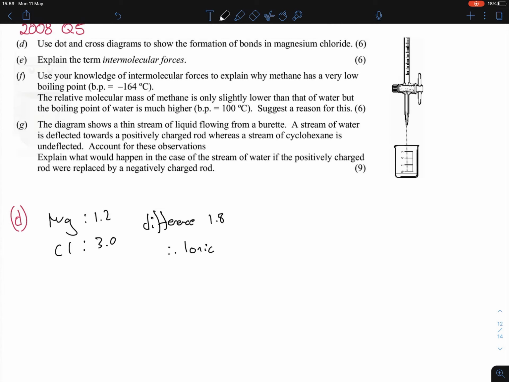So straight away we don't need to be worrying about the VSEPR shapes. Another way you can figure out if it's ionic or covalent is that an ionic bond will always be between a metal and a non-metal. Magnesium is a metal, chlorine is a non-metal.